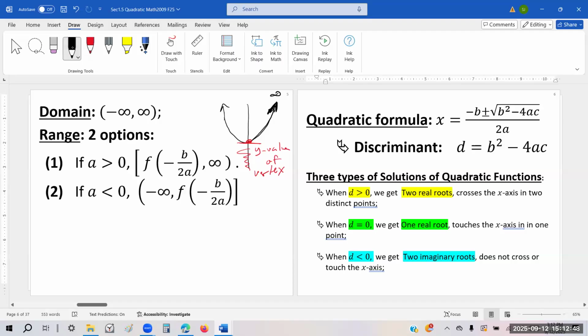On the other hand, if we have an upside down parabola, now this time the highest point is the y value of the vertex. And the lowest point, you have no idea because the graph is going downward forever. So the range in this case is from negative infinity to the y value of the vertex.